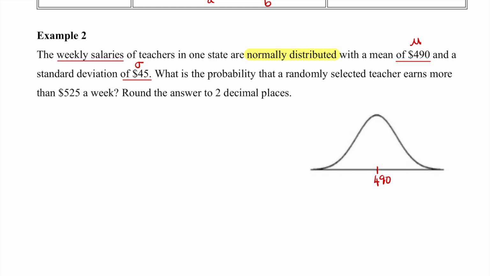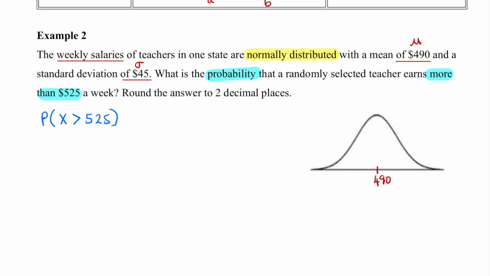We want to find the probability that a randomly selected teacher has a weekly salary of more than 525. So I'm looking for the probability that X is greater than 525. X represents the weekly salaries. So I'm looking for the probability that the weekly salary of a randomly selected teacher is greater than 525.